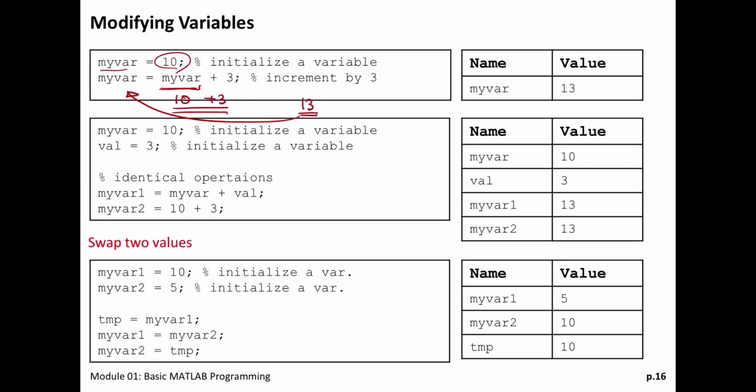Okay, second one is you can define as many variables as possible. You can define two variables, my variable and value, and then you can do this computation. What it means is you can read the value of my variable, and then the value of this val, and then this one is the same as this one. Make sense?